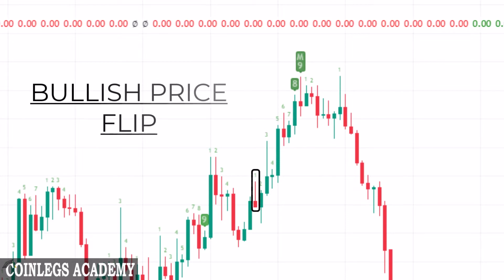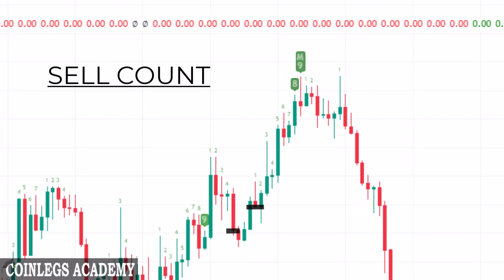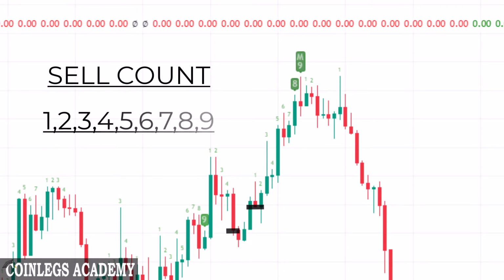Now let's look at how the candles must be positioned to begin the sell count. We have a bullish price flip here, as you can see. For the sell count to show up, when we count back, the close of the last candle should be above the close of the 4th candle. 1, 2, 3, 4. As you will see, the last candle meets that condition. The candles are settled correctly. This starts our sell count. The same rule applies for all counts from 1 to 9.